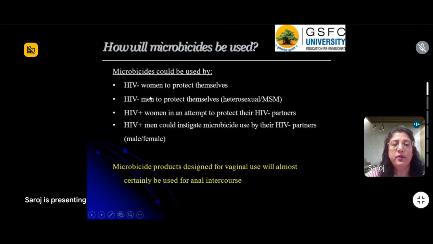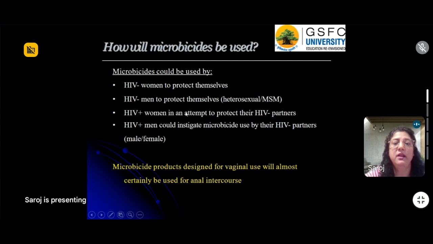So, who all can use microbicide? Of course, microbicide can be used by women to protect themselves. You all know that women in the area of flesh trade are the ones who are more vulnerable. So those women can use microbicides to protect themselves. Even men, those who are heterosexual men, or men having sex with males, can also use the microbicides.